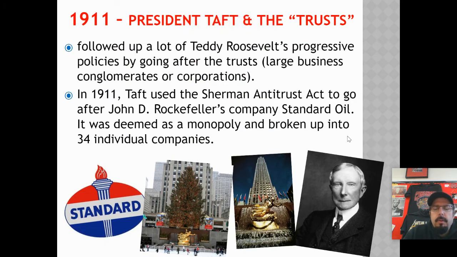Talks about how the president, this time the guy that succeeded Roosevelt, that would be Taft, tried to break up these trust companies, these huge conglomerates. So in 1911, President Taft used the Sherman Antitrust Act to go after, as an example, John D. Rockefeller's company, Standard Oil. It was deemed a monopoly and it was eventually broken up into 34 individual companies. So that would be an example of progressivism.